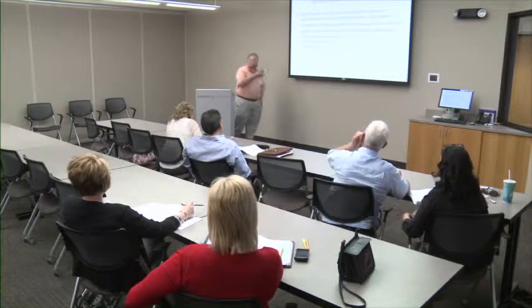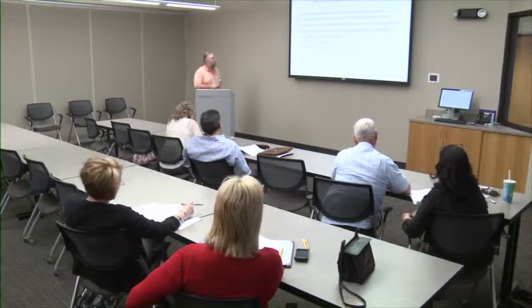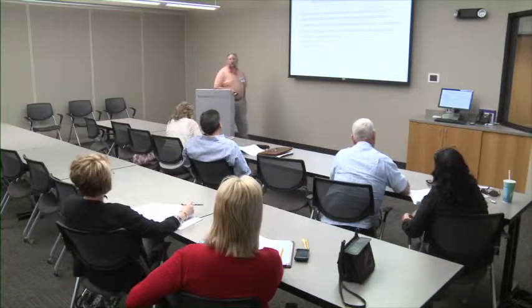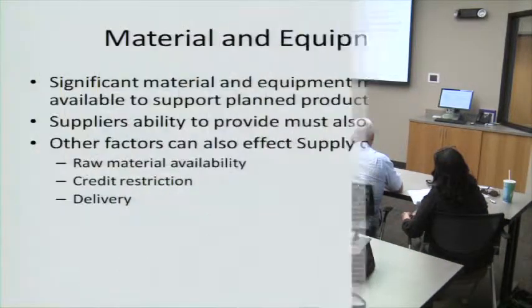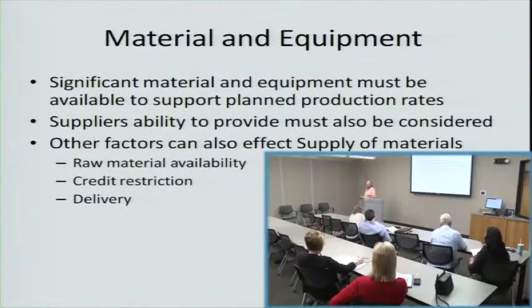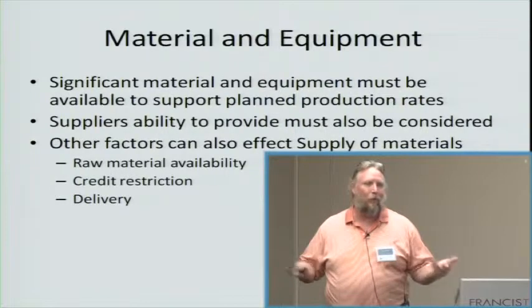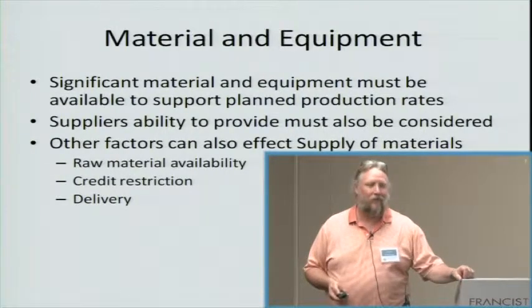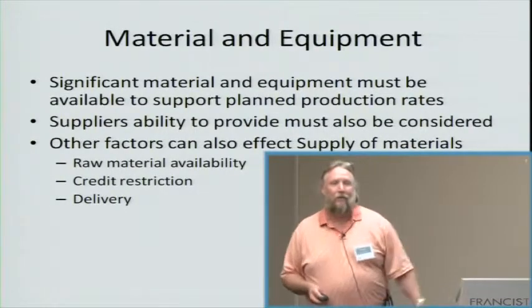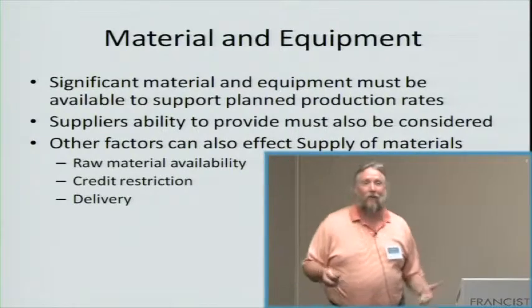We talked about equipment and materials. We went through that basically. Raw material availability, credit restrictions, delivery. Those are things we have to think about when we're trying to assign resources or come up with durations. Can we actually get what we want? Can we buy what we want? In today's tight credit climate, I may not be able to borrow money to buy the sod that I need, because I've bought all the sod I've got and it's already on the ground and I haven't been paid for it yet.